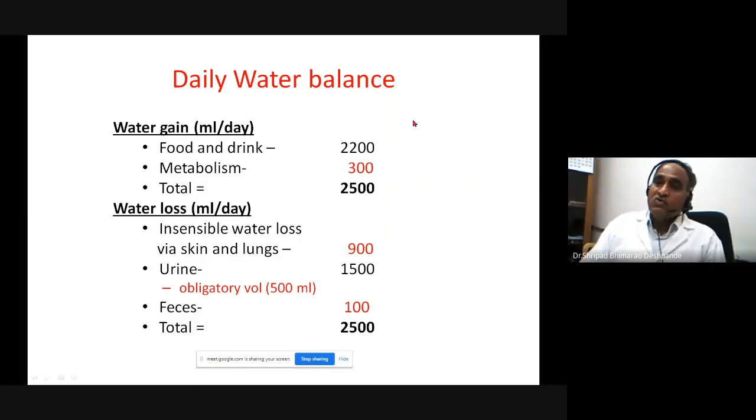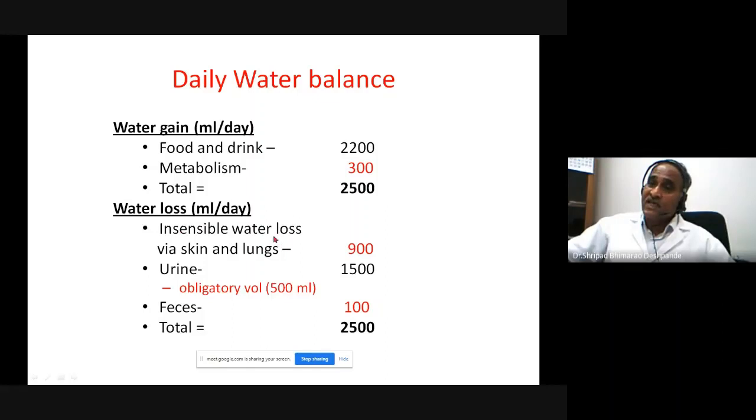Of course, we also lose water, or there is a water loss every day. One thing is insensible water loss via skin, because we all perspire without our knowledge. That is one component, and it may amount to 500 to 700 milliliters. And we always expire: at 15 breaths a minute, calculate how many breaths we take in 24 hours. Each breath expires some amount of water vapor present in the lungs or in the body. So that will also lose around 200 milliliters of water.